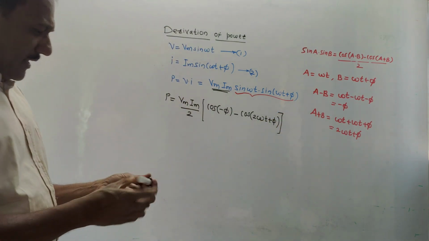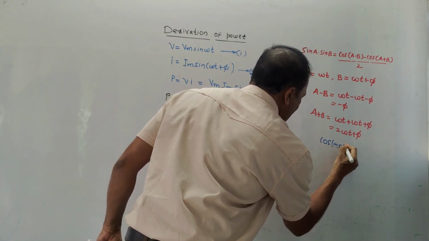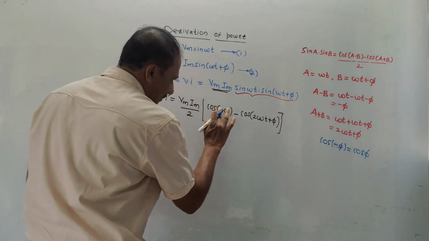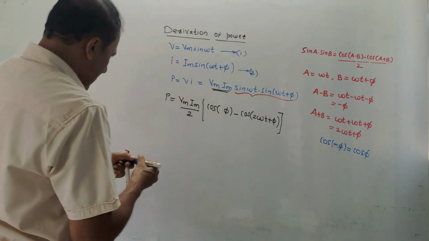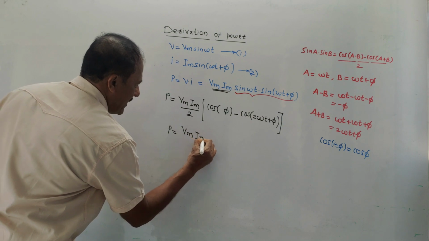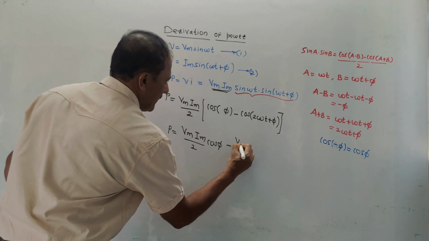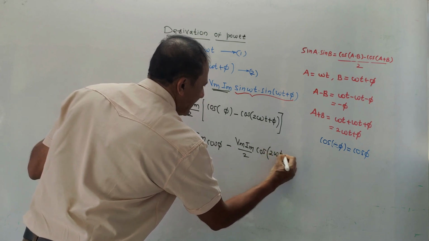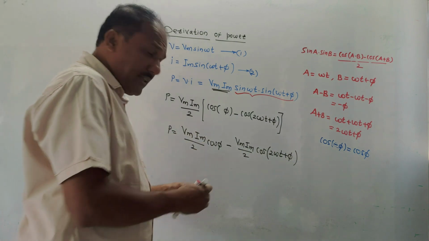Now, one more identity. Everyone knows it. Cos of minus phi is the same as cos phi. So simply I will make it cos phi using the identity cos of minus phi is cos phi. This term can be separately written as P is equal to Vm Im upon 2 cos phi minus Vm Im upon 2 cos(2 omega t plus phi). So this is the equation of power for series RC circuit. This is not the end of derivation.